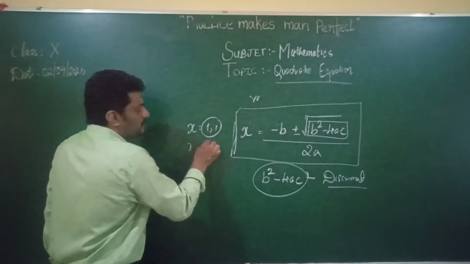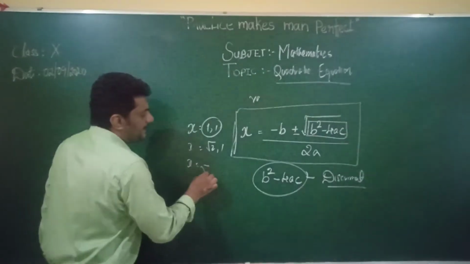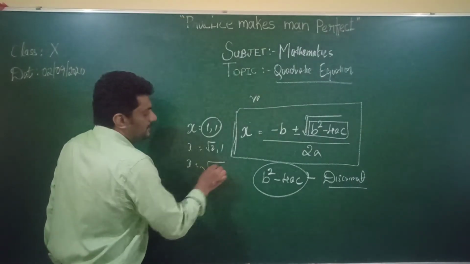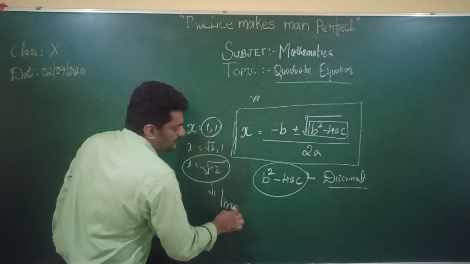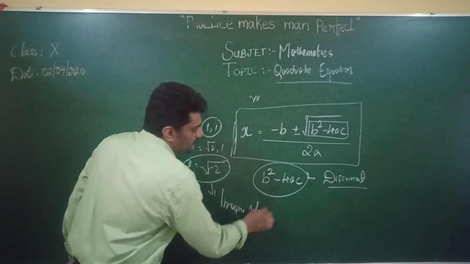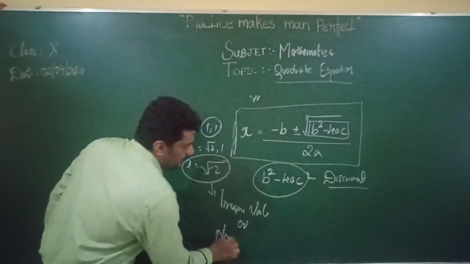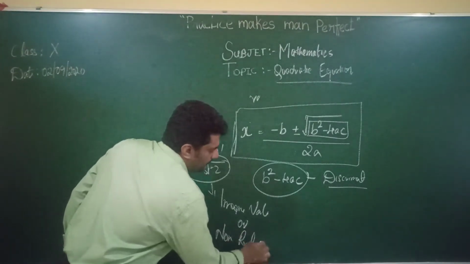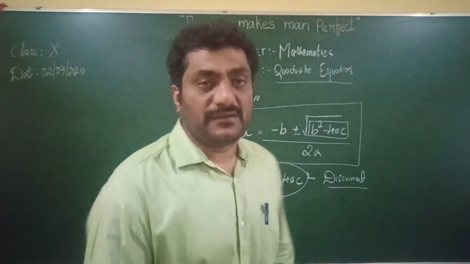Sometimes we get root 2 and 1. Sometimes we will get a negative root. Now, this is called imaginary values, or it's a non-real number. About the imaginary numbers in detail, you will study in your 11th standard.